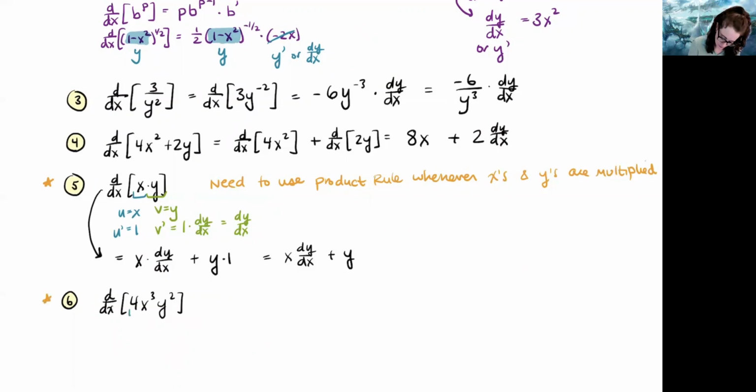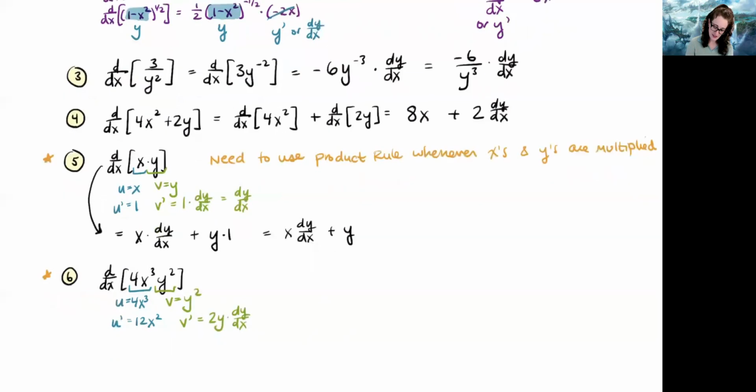So I would say we'll group the 4 with the x cubed. So I'll call that one u, and then I'll call v the y squared. Okay, then u prime, that derivative will just be 12x to the second. Okay, no dy dx because no y's were differentiated in that part. V prime, though, we are going to differentiate some y's, right? Y squared's derivative will be 2y, but then we need times dy dx.